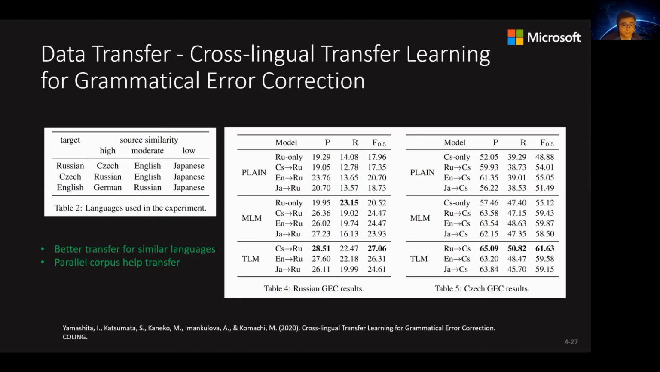Besides, they also compare translation language model and masked language model for pre-training, and TLM shows better results than masked language model, which further shows that parallel corpus has better transfer.